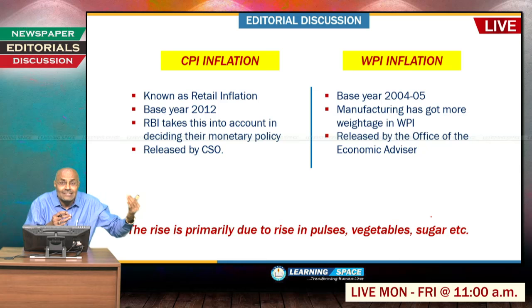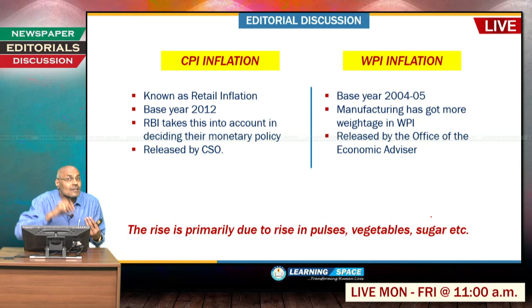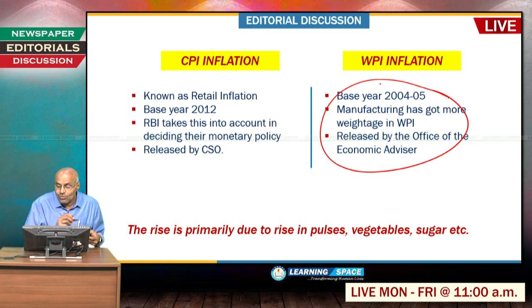Second point is the Reserve Bank of India takes consumer price index for inflation targeting. There is an inflation target of 4% plus or minus 2% set by the central government for the Reserve Bank of India's Monetary Policy Committee. Then third point is it is released by the Central Statistics Office and it is also known as retail inflation. So, this is all about consumer price index inflation, and for all practical purposes, we consider consumer price index based inflation.